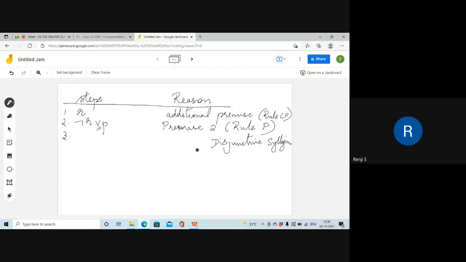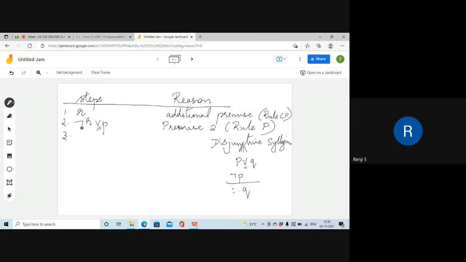According to this rule, if you have P or Q, and another premise as not P, then you can conclude Q. This is disjunctive syllogism, based on disjunction. That is, if you have a premise of the form P or Q and another premise of the form not P, then you can conclude Q. Is it clear?